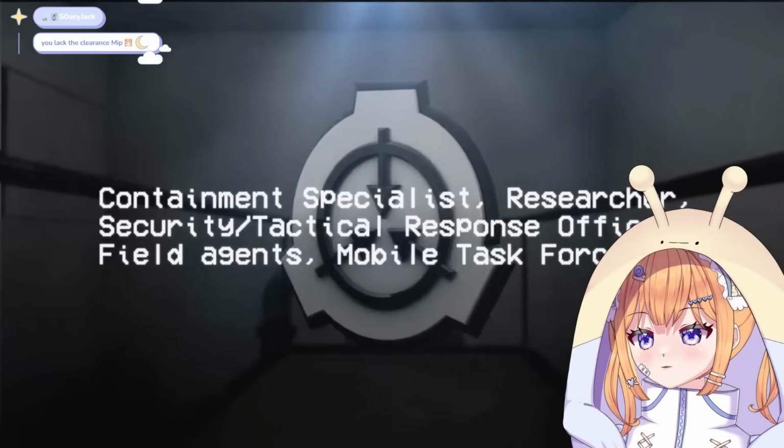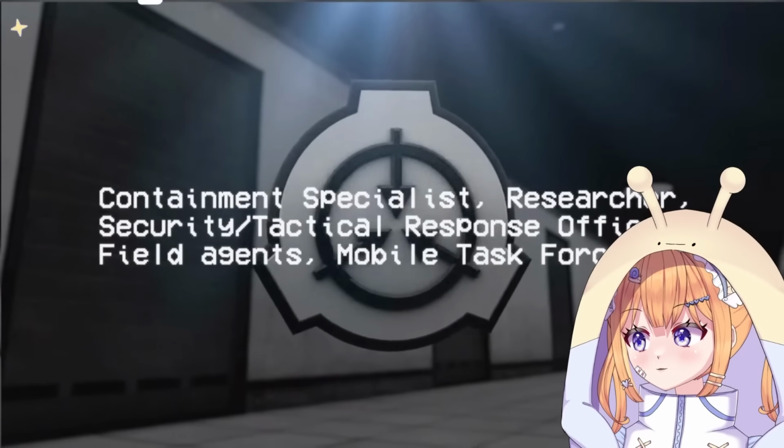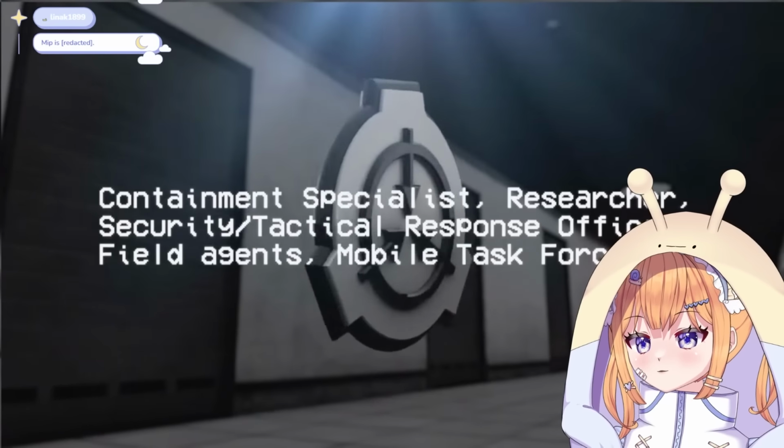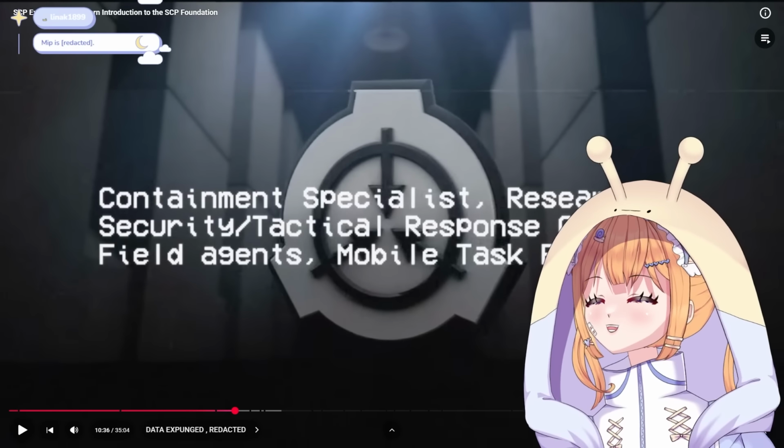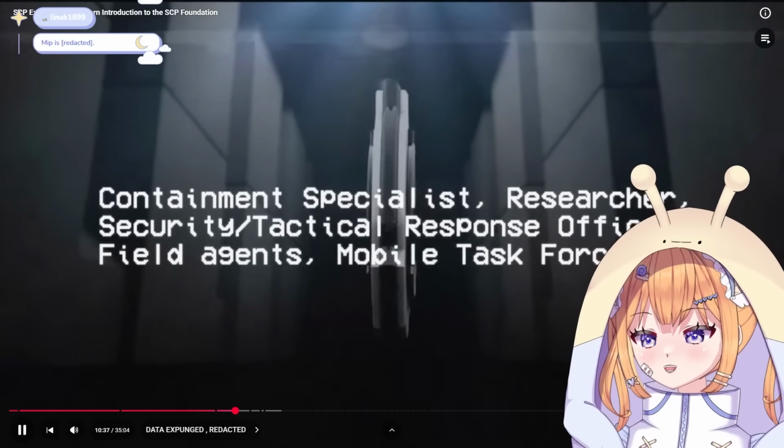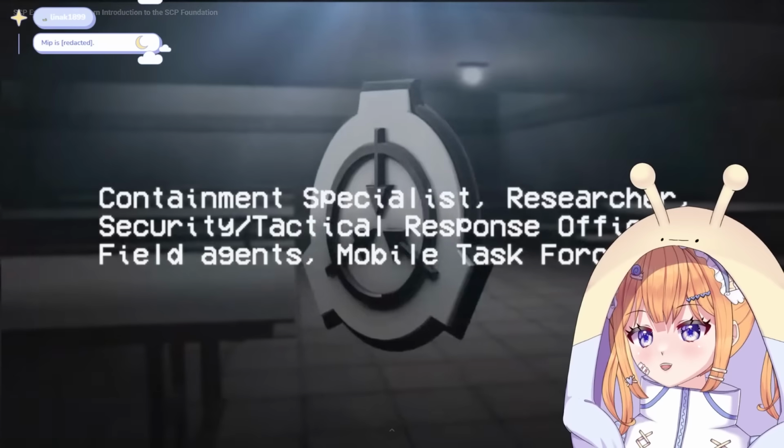There are field agents who are out in the world undercover, looking for signs of anomalous activity, and mobile task forces, special units that are assigned to carry out certain dangerous jobs.